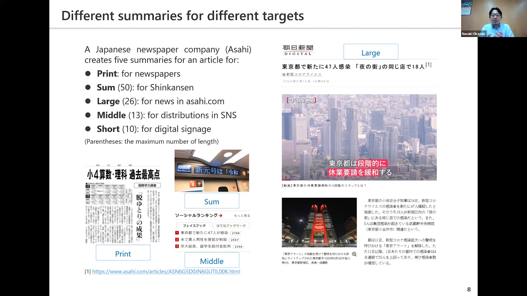However, it was discontinued because everyone nowadays uses smartphones to read news. But the important point here is that the company has a maximum length for the thumb, which is 50 characters long. The third one is called large. This is used as a headline on their website, like this one. The maximum length is 26 characters long. The fourth one is middle, which is used in an access ranking on their website. The maximum length is 13. And the last one is called short, whose maximum length is 10. So in this way, the company creates different summaries for different target media.